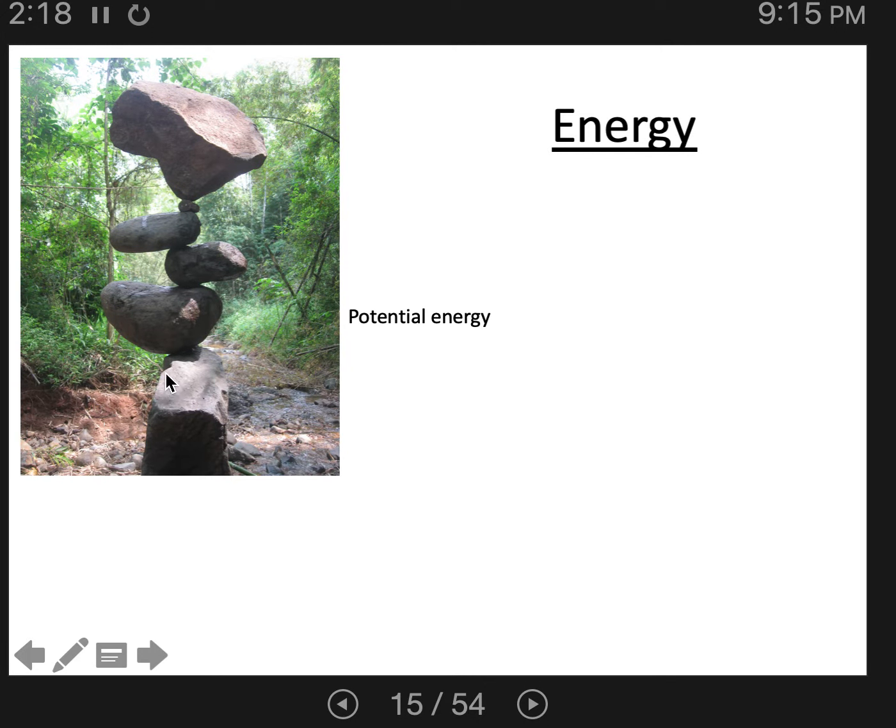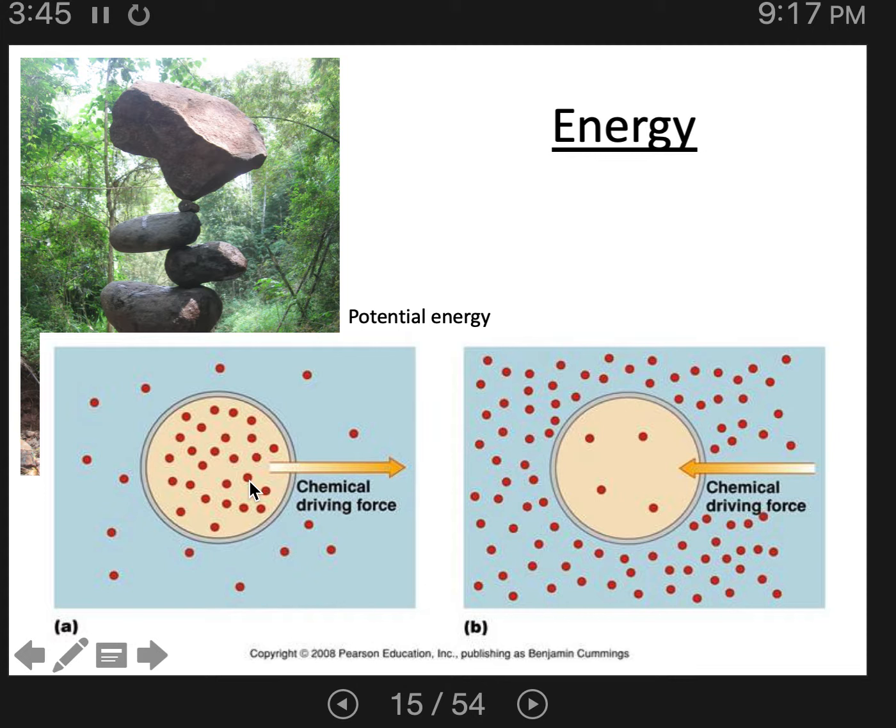So if you look here, this is not a random distribution of these red molecules, right? It doesn't matter what this red molecule is. It could be an acid, it could be a salt, it could be a sugar, a gas, it doesn't matter. The point is, it's not randomly distributed. You have a high concentration inside the cell, and a low concentration outside the cell. So laws of thermodynamics dictate that this molecule is going to move from areas of high concentration to areas of low concentration, move out of the cell.